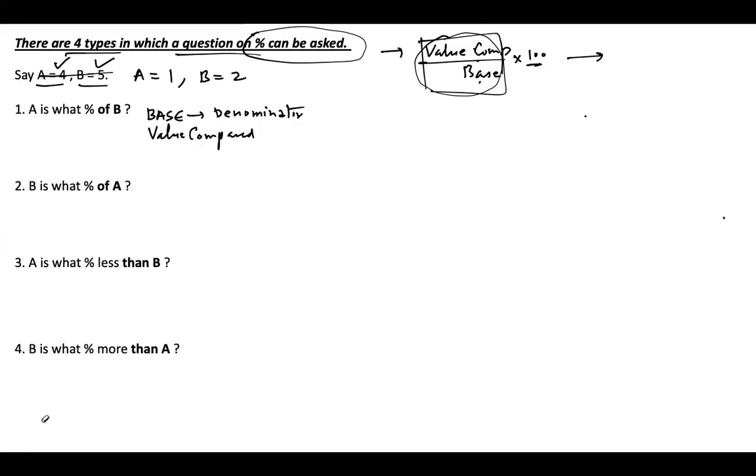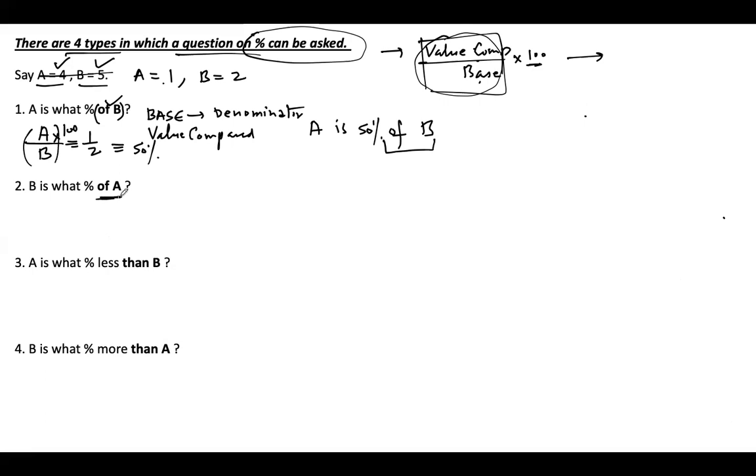What is the value that is getting compared? The value of A. So I'll write in the numerator the value of A with respect to what? The value of B. If I know the fraction, let's say, do I know the fraction? Yes. If I did not, I'll multiply by 100. So 1 by 2 is equivalent to 50%, so I can write A is 50% of B.